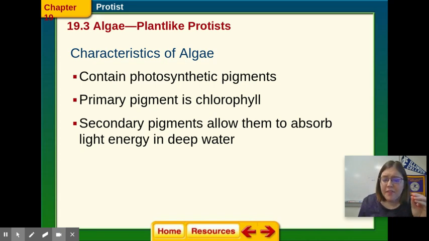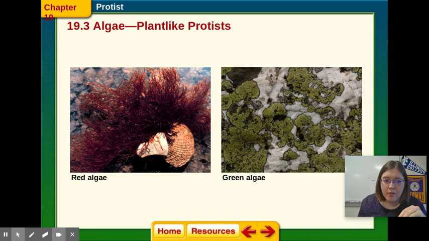And then they have to have a secondary pigment, which actually allows them to absorb the light energy if they are a deep water protist, for example, deep in the ocean. So the two major kinds we have are green algae, which is to your right, and the red algae, which is to your left on the screen.